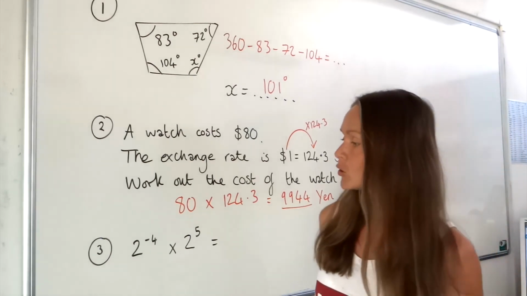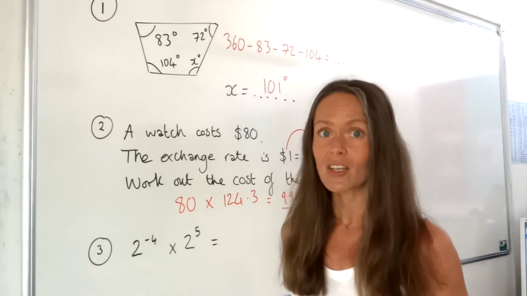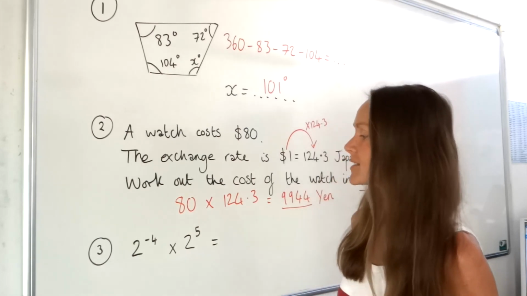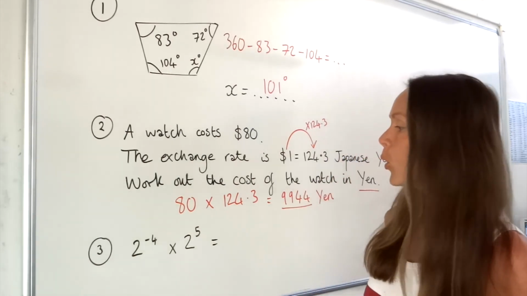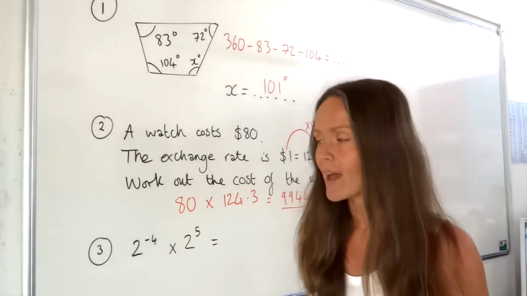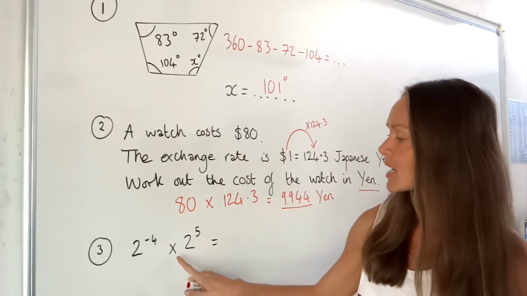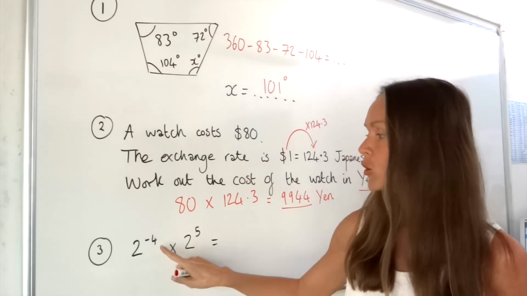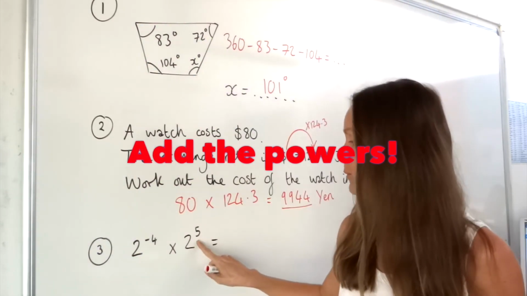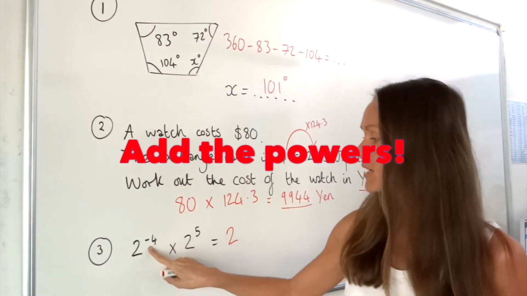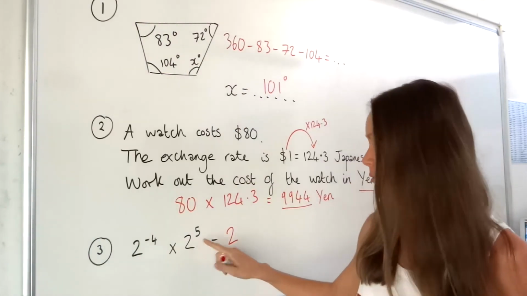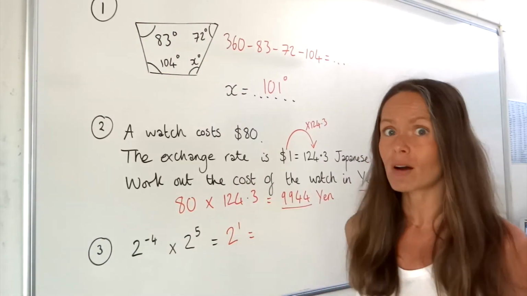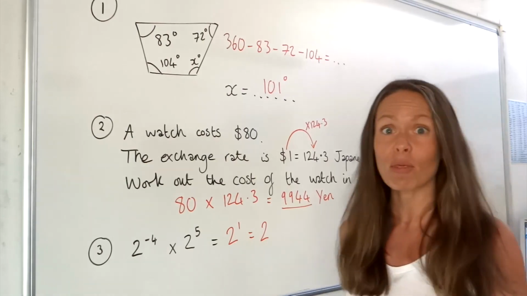In number 3, you could just put that in the calculator because you're allowed to use a calculator in the exam and that would give you the answer. Or if you wanted to do it in your head, the rules of indices tell you that if these numbers are the same and you're multiplying, you are allowed to add the powers together. So minus 4 plus 5 is 1 and 2 to the power of 1 is just 2. So that was the answer to number 3.